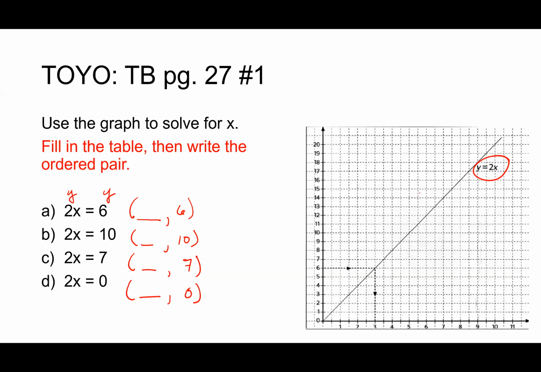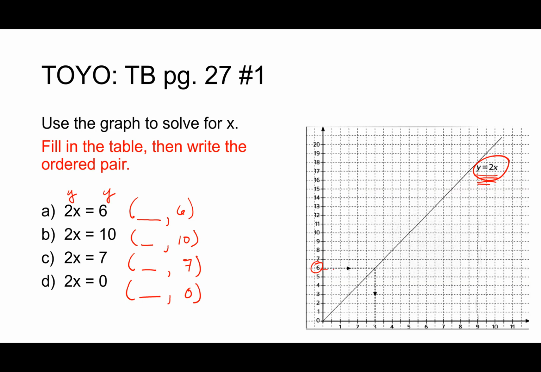All right, so ignore the boxes at the bottom of the page. Let's just look at the chart, okay? You have 2x equals 6, 2x equals 10, 2x equals 7, and 2x equals 0. So in your textbook, what you can do is you can look for the y's and then trace over from the y to see where it intersects with the line. This line has been graphed for you. If 2x equals 6, 6 is my y, because remember 2x is y. That it tells us that right here.